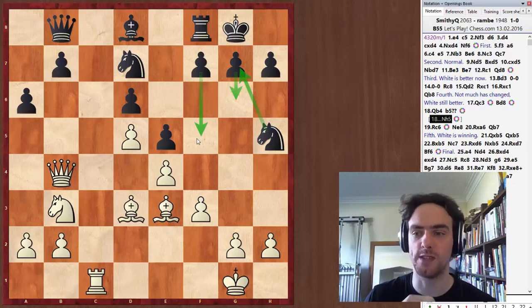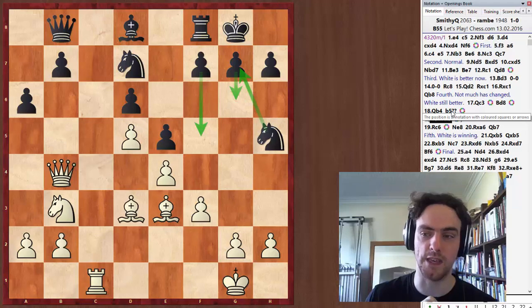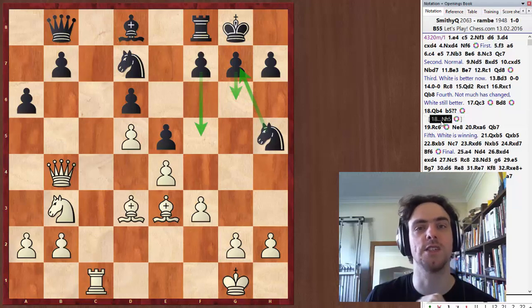And so what we're going to do is afterwards, we'll take a look with the computer just to confirm that this is a mistake, and we'll see if this is the right sort of plan.